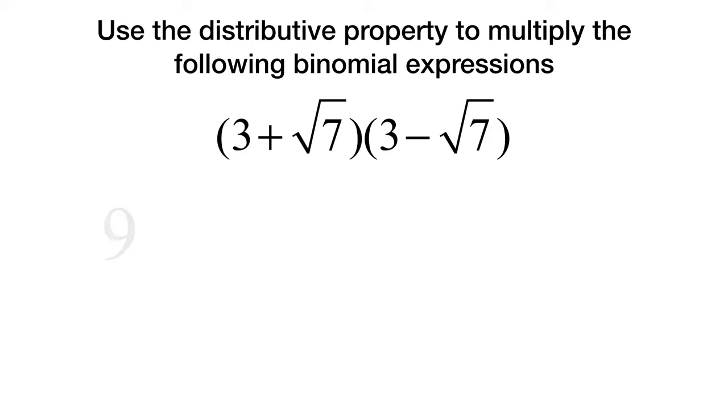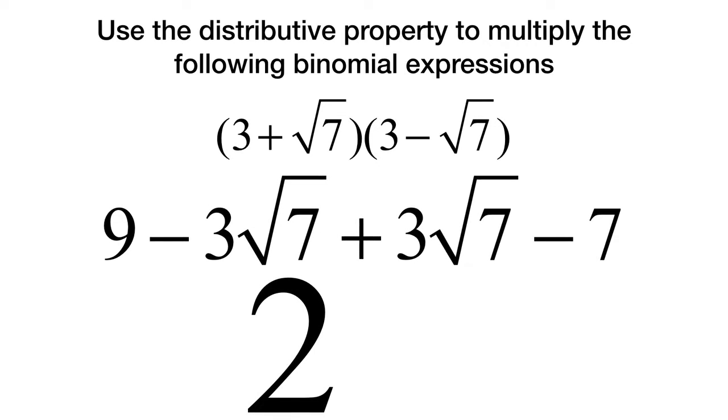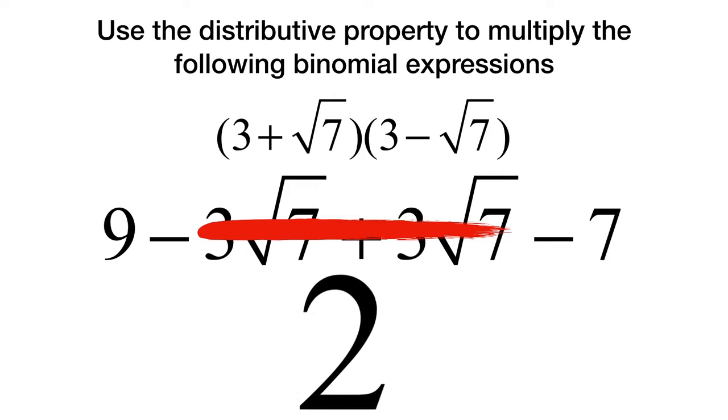3 times 3, 9. Then outer, 3 times negative square root of 7 is minus 3 square roots of 7. 3 times square root of 7 is plus 3 square roots of 7. And then the square root of 7 times itself becomes minus 7. So 9 minus 7 is 2. And negative 3 square roots of 7 plus 3 square roots of 7, they cancel out, which means our final answer is just 2. And that's it for the lesson.